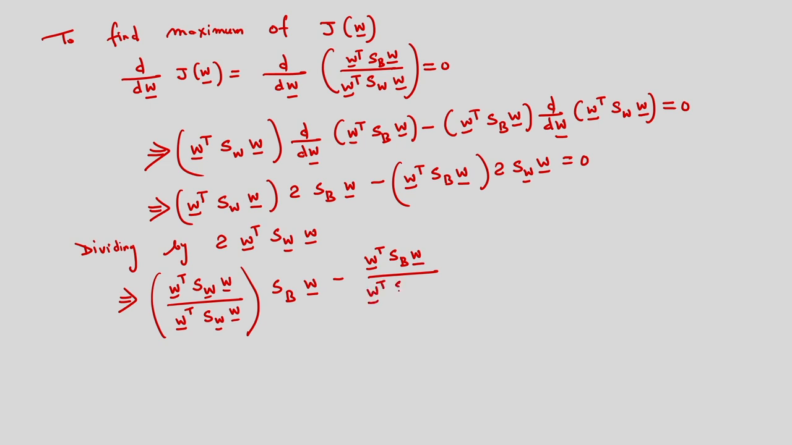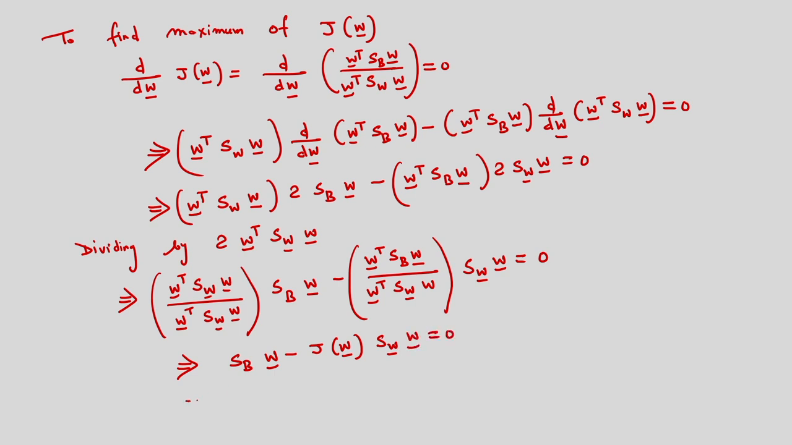So S_B W minus J(W) S_W W is equal to 0. So finally we are getting S_W inverse S_B W minus J(W) W is equal to 0. So to solve this equation, we are considering the generalized eigenvalue problem. So move to the next slide.